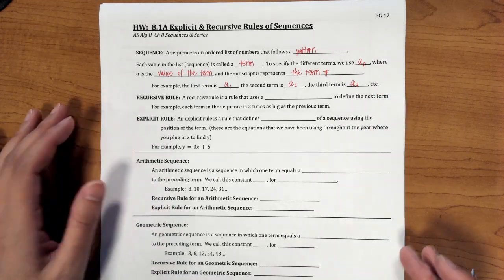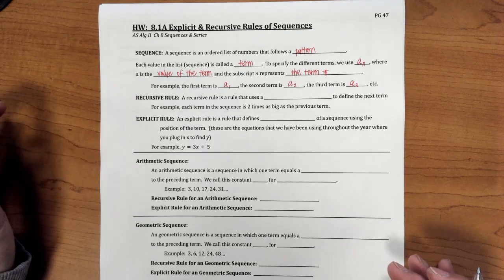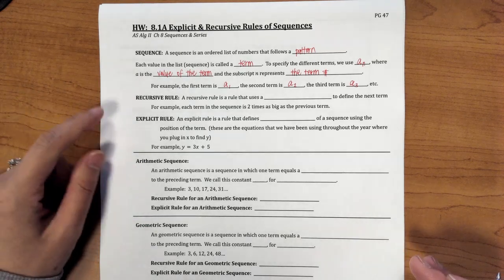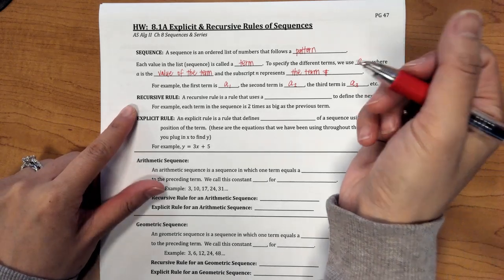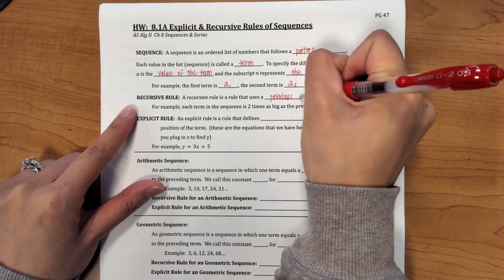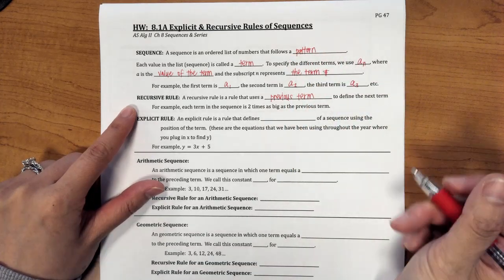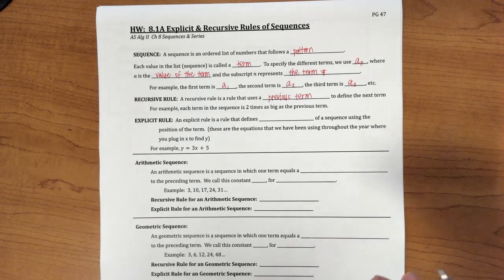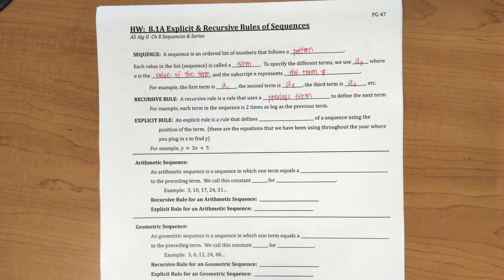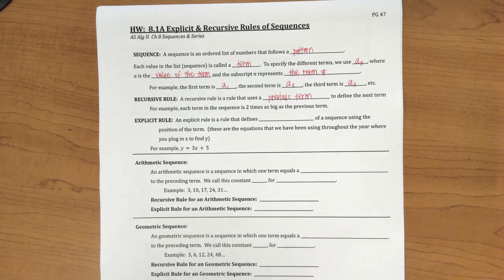And before we continue, we should talk about recursive and explicit rules. So in general, what is a recursive rule? A recursive rule is a rule that uses a previous term to define the next term. So if I used this in a sentence, I would say each term in the sequence is 2 times as big as the previous term, right? So you'd have to times 2, times 2, times 2.